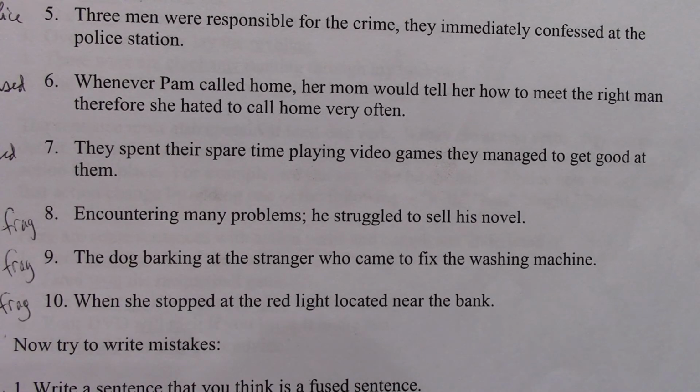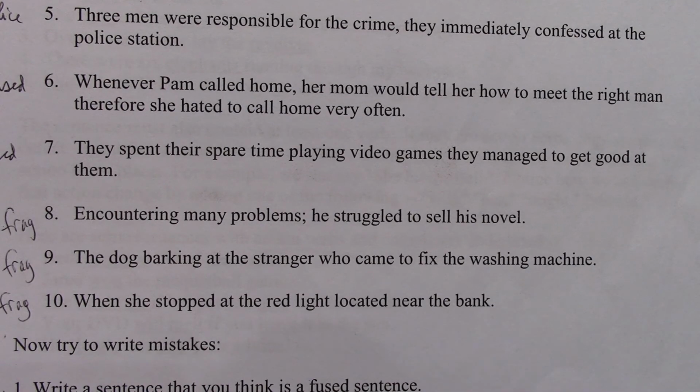All right, let's do number 10. When she stopped at the red light located near the bank. Now that looks pretty good. We have a person driving and a person stops. We find out where she's stopping and that looks okay. Can you see the problem? There's one word that's ruining this sentence. Do you see it? The word is when. That's called a subordinate conjunction. Okay, I know that's fancy terminology. But all it means is a subordinate conjunction gives you a part of a sentence, but not a complete sentence.